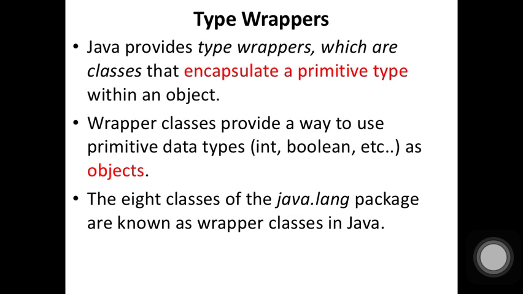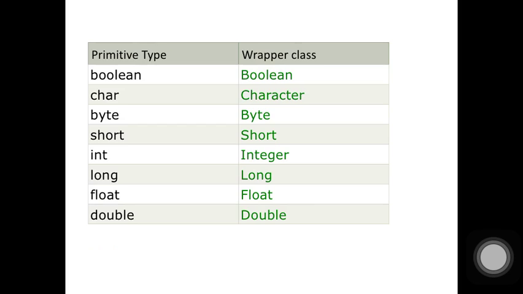So here we have a list of information. For the boolean data type, the wrapper class is Boolean. There we can find the first letter is in uppercase: Character for char, Byte for byte, Short for short, and so on. So these are the wrapper classes which are meant to get information in the form of an object.